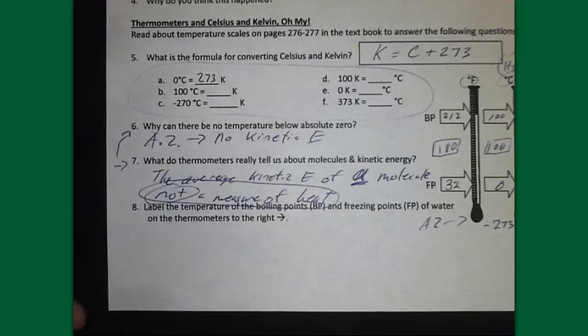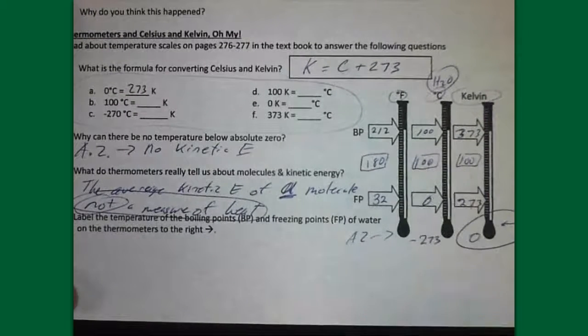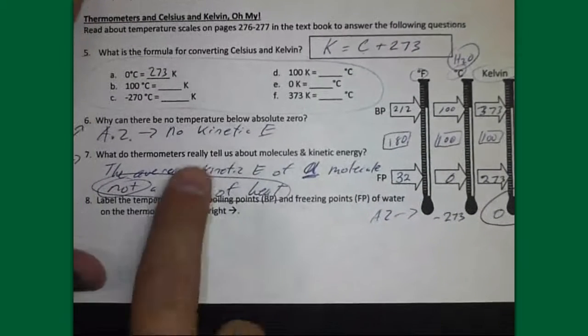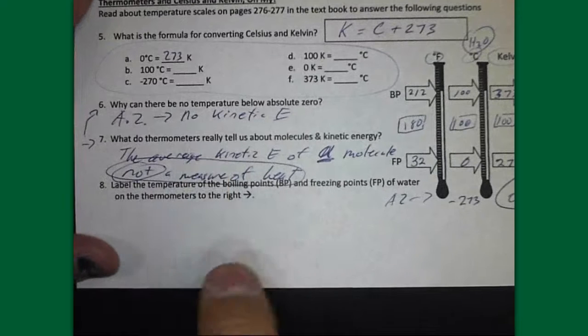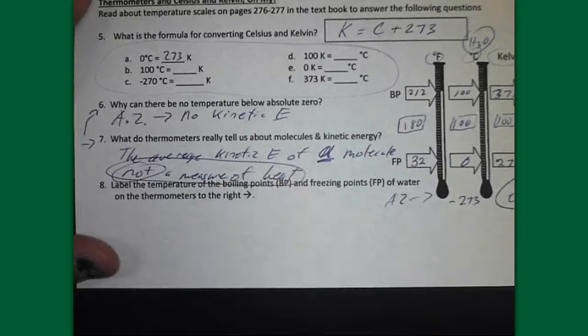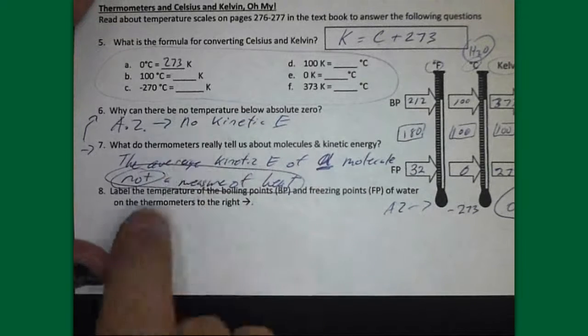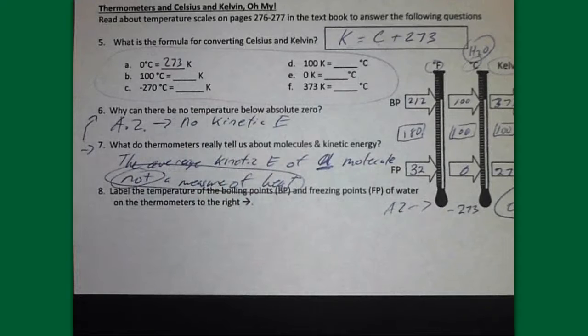So that's a little primer on temperature. You need to know the Celsius and Kelvin scale, most importantly, and how to convert between the two. And you need to understand what temperature is and the difference between temperature and heat. That temperature is not a measure of heat energy. And the reason why there's no temperature below absolute zero is because that's when there's no kinetic energy and you can't go any lower than that.